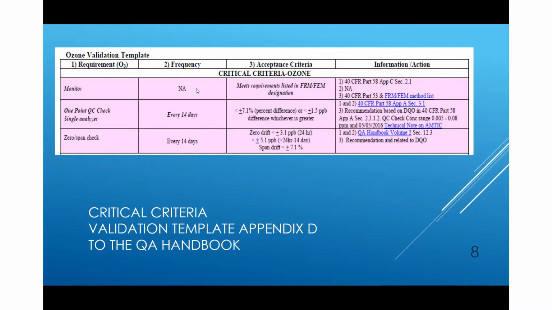Going forward, critical criteria are deemed the most critical to maintaining data integrity, and observations that do not meet each and every criterion in the critical criteria table should be invalidated unless there is compelling reason and justification for not doing so. The cause of not operating within one or more of these criteria must be investigated and documented. The snippet that we have here is part of the critical criteria for ozone, and some of these 1-point QC checks and zero span checks you're already familiar with, I'm sure.